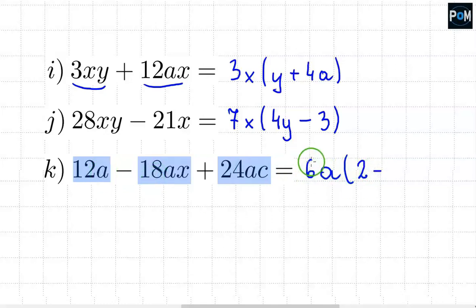To get 18, you would have to multiply this 6 by 3. That's how it is with numbers, and the letter a was taken out, so we need to put an x here. In this piece, to get 24, we would have to multiply this 6 by 4. How about the letters? The letter a is before the bracket, so we are left with the letter c to enter here. And that's the end of this example.